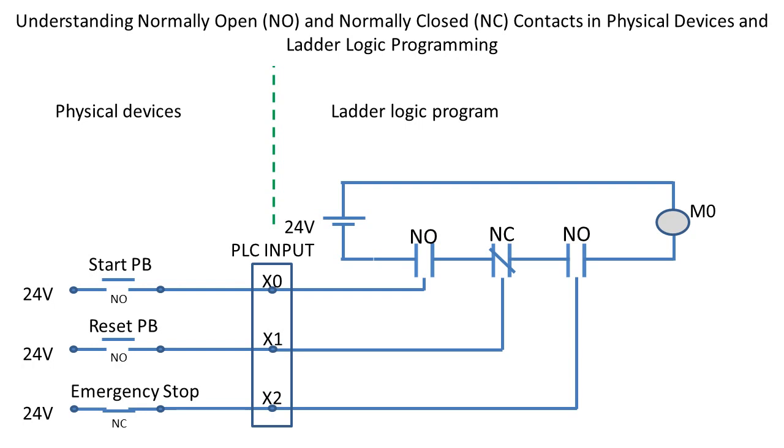Let's break down the differences between normally open and normally closed in both physical devices and ladder logic programming. Understanding these differences is essential for creating accurate ladder logic programs that reflect the behavior of the physical devices they control. It's like speaking the language of machines and telling them what to do. The example below will provide you with a better understanding.